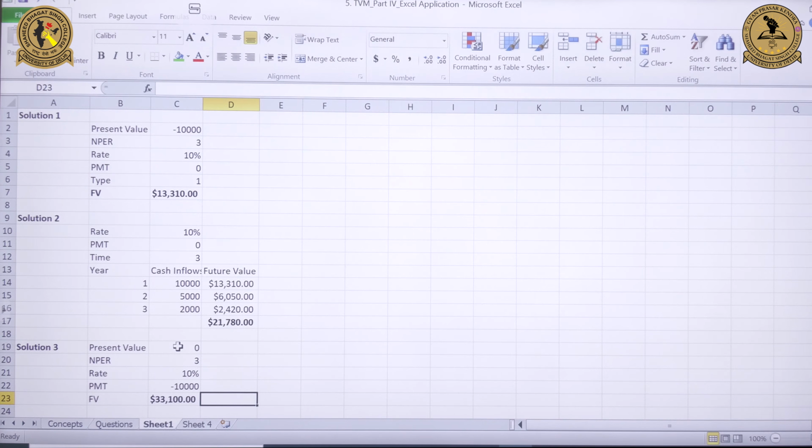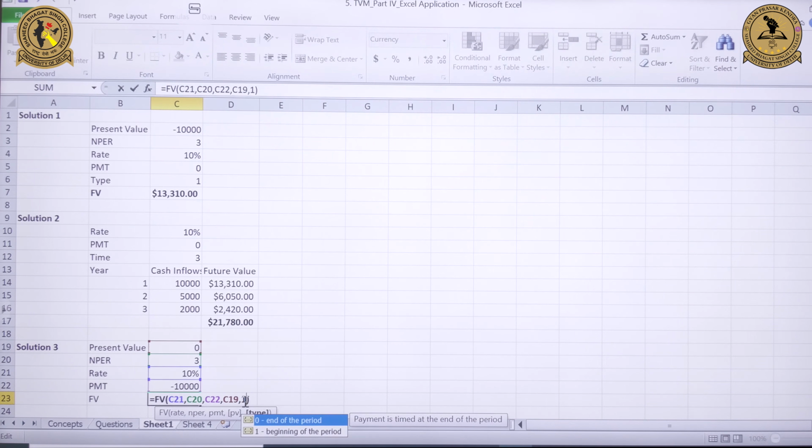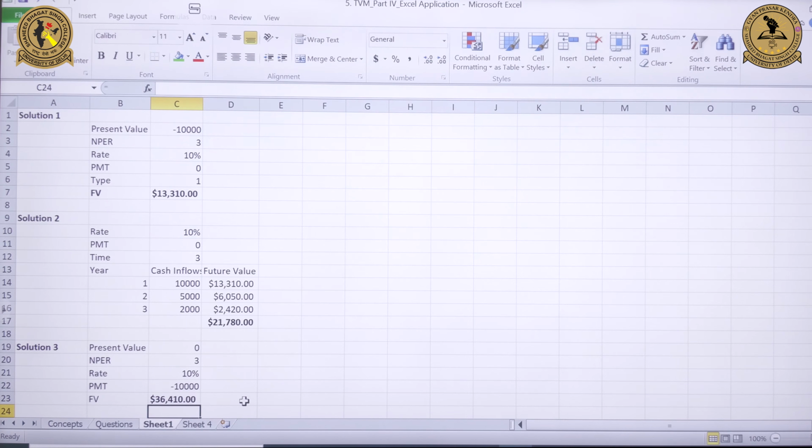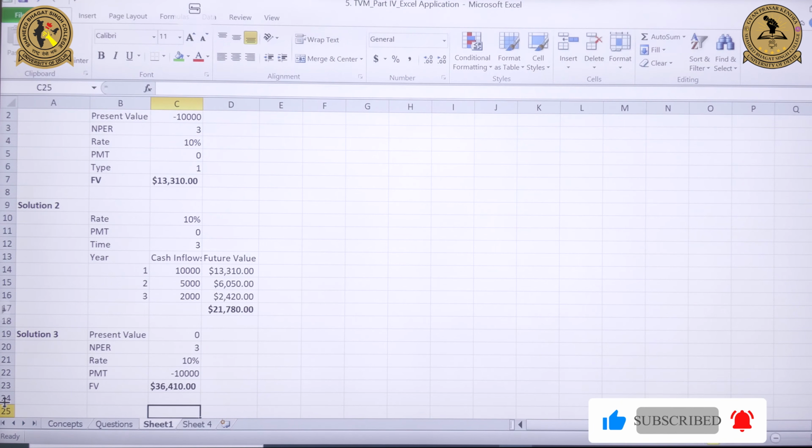The answer comes out to be 33,100. If it's a case of payment being made at the beginning of the period, then I just need to type 1 instead of 0. In such a scenario, it comes out to be 36,410. So if the payment is made at the beginning of the period, your future value of annuity is 36,410. If the payment is made at the end of the period, then the future value comes out to be 33,100.